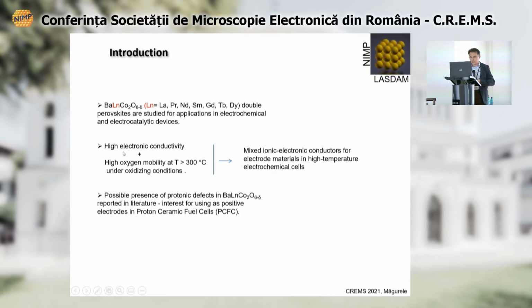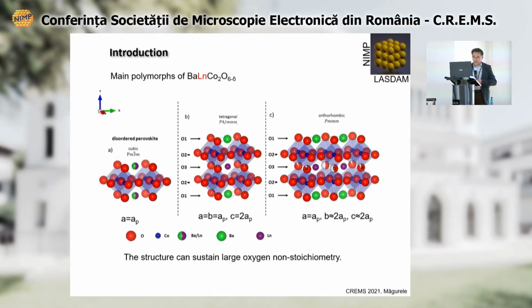I mentioned just a few properties that recommend them for the use in electrochemical cells. They have high electronic conductivity, plus a high oxygen mobility at temperatures over 300 degrees Celsius under oxidizing conditions, which recommends them for the use as mixed ionic and electronic conductors for electrode materials in high temperature electrochemical cells. There are three main polymorphs for barium lanthanide cobaltite.